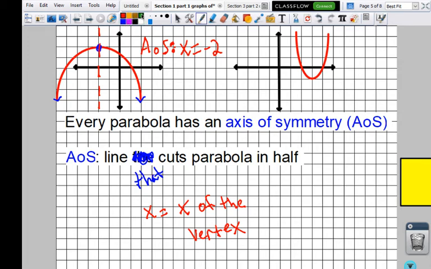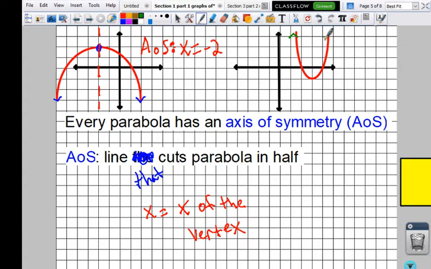Wait, what's the A? Axis of symmetry. What do you mean? Don't we have to find if it's greater than or less than? Oh no, that doesn't matter. That part doesn't matter.